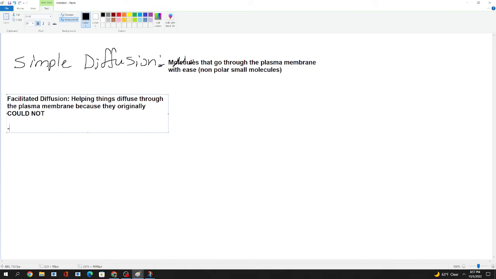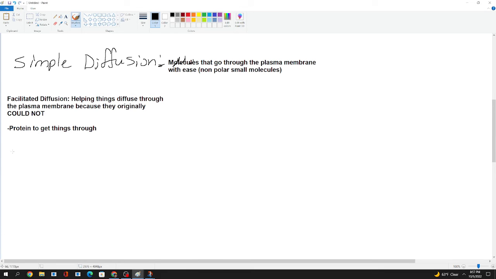What does that mean? Basically, it means that I'm using a protein to get things through. Now, there are 2 types of facilitated diffusion. One is called passive transport, and the other is active transport. And there are 2 main proteins that are associated with these. Passive transport has these things called channel proteins. An aquaporin is a channel protein.